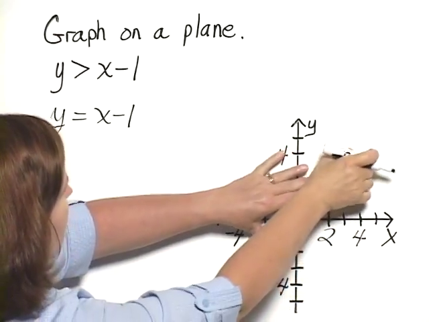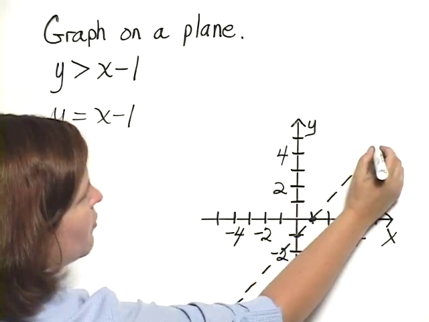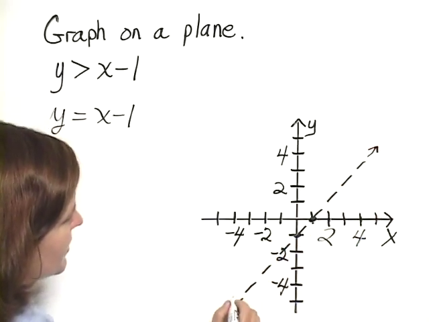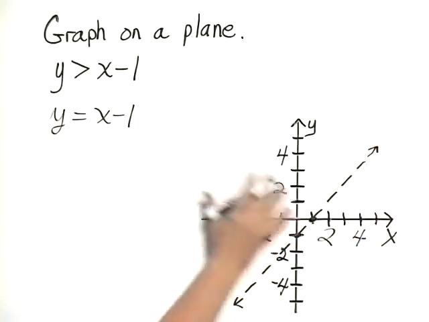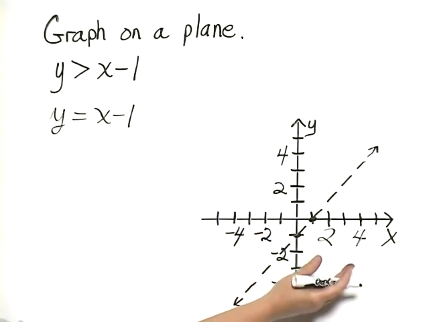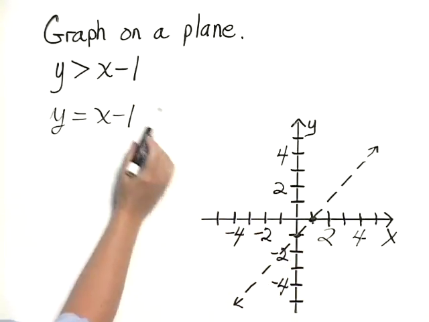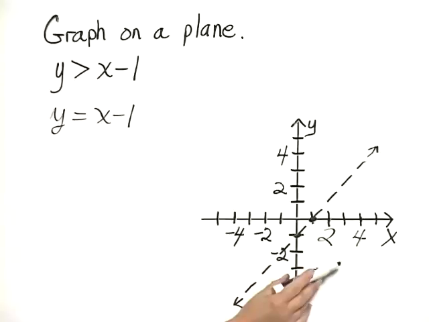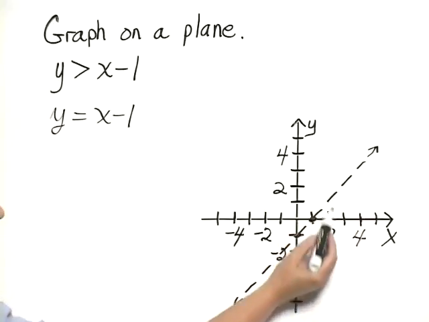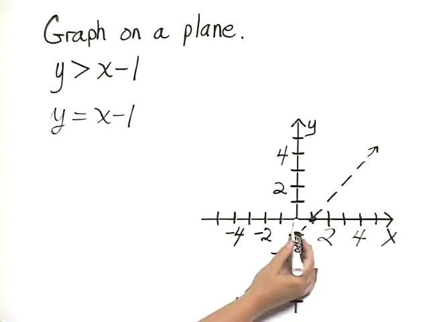Now that is not the graph of the inequality, that's the graph of the boundary line that splits the plane into two half planes. The graph of the original inequality is going to be one of those half planes. To determine which one, we can pick a test point. Now since this line does not go through 0, 0, let's use 0, 0 as a test point.